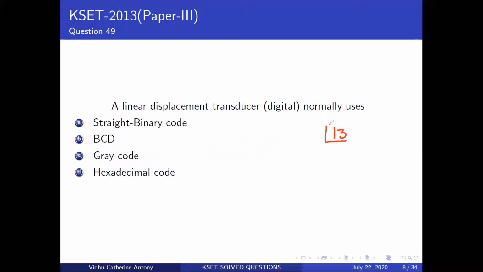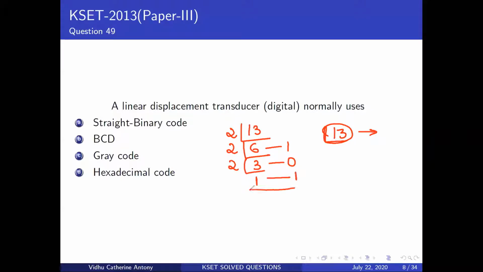So if I want to convert 13 into a binary number, what do I basically do? I take 13 and divide it by 2. I get 6, with a remainder of 1. Then I divide 6 by 2, I get 3, and my remainder is 0. Then I divide 3 by 2, I get 1, and my remainder is 1. So I write my binary number this way, starting from here up: 1 1 0 1.